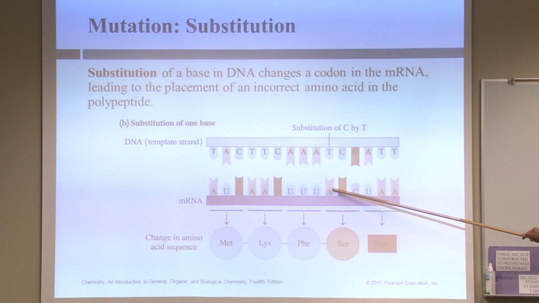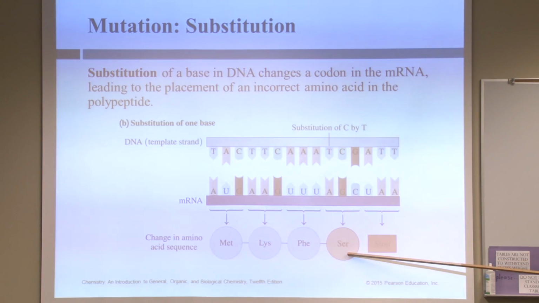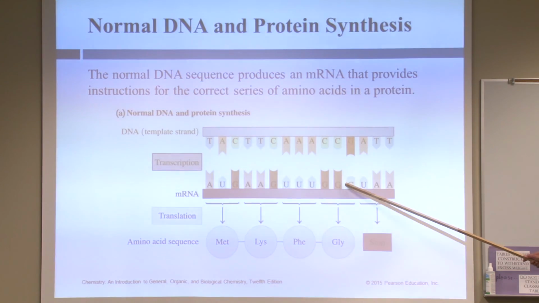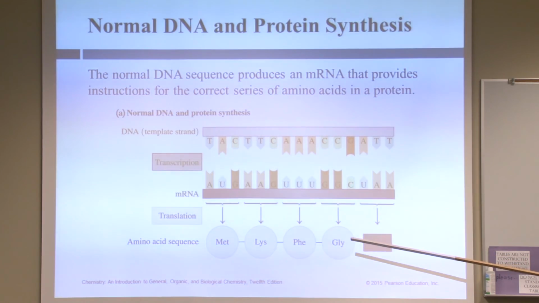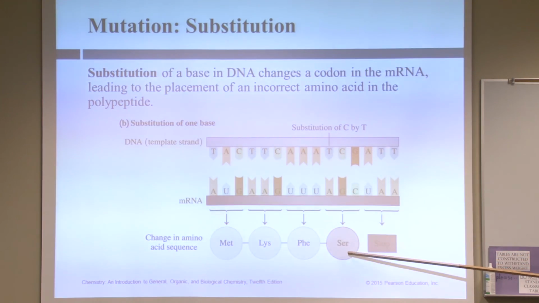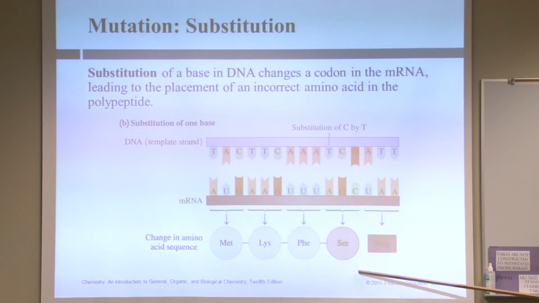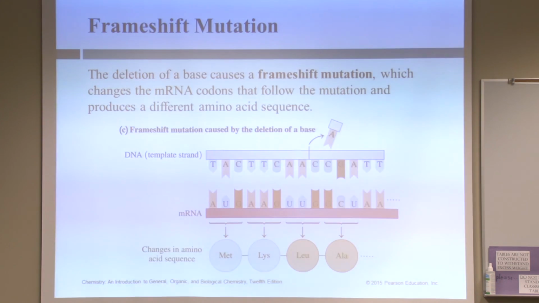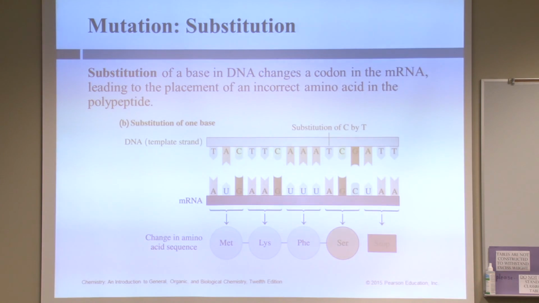So UAG now codes for this amino acid. UGG coded for glycine. UAG codes for serine. So now we have a new amino acid in the amino acid sequence. So this is point mutation or substitution. Again, like we said, due to the change in the sequence, the protein structure and function changes.